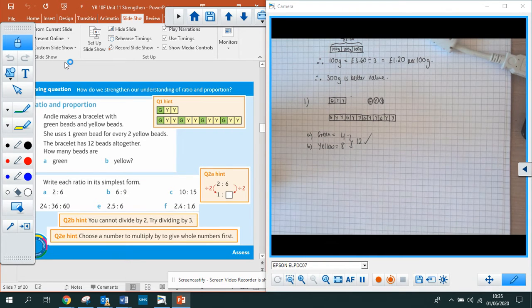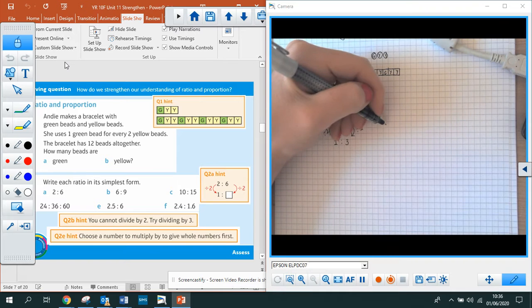The next question has asked you to write each of the ratios in its simplest form. Okay, you've been given hints. So they've found the highest common factor there for you for part A. They've told you to divide both sides by 2 to get to your solution. So let's start. So 2A, our ratio is 2 to 6. And as they've told us, my highest common factor is 2. So I'm going to divide both sides by 2. They're both even, so I can. 2 divided by 2 is 1. 6 divided by 2 is 3. So my answer for part A is 1 to 3.